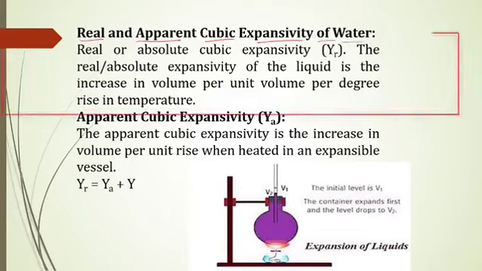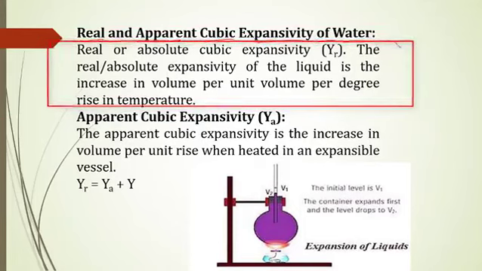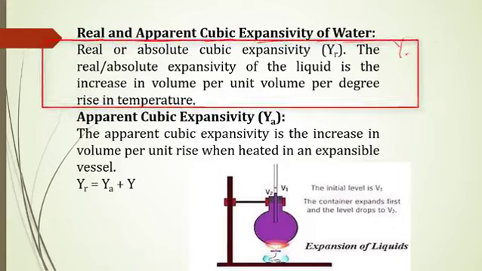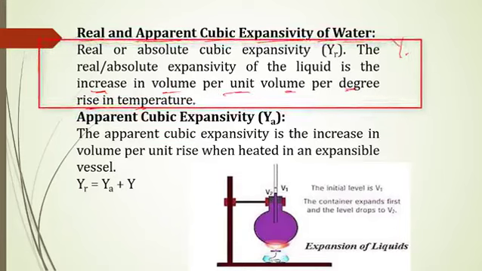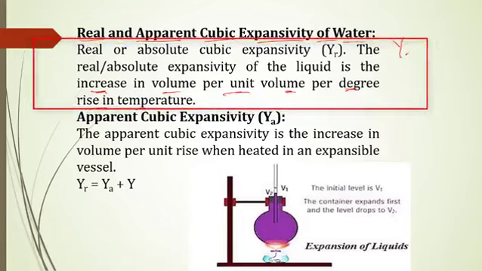Real or apparent cubic expansivity of water is represented using gamma and is subscripted R. When we talk about real or absolute expansivity of a liquid, we're simply referring to the increase in volume per unit volume per degree rise in temperature of that particular material that is being possessed by the container itself.